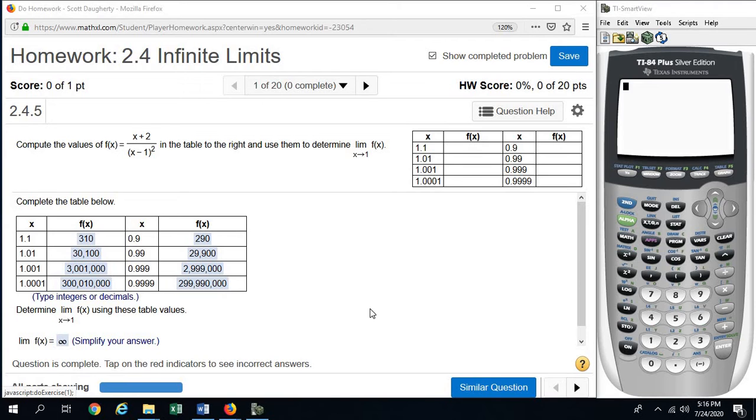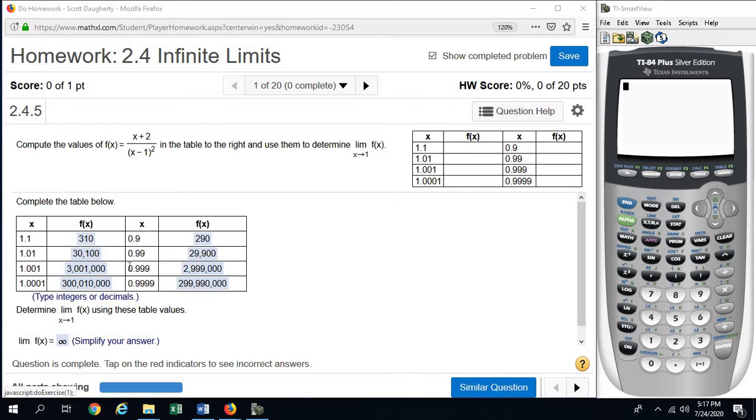Hello again. In this video, I'm going to go over this homework problem from 2.4. In this homework problem, we're supposed to find the output values for these given input values for this particular function here. And then after we fill in the table for the output values, we're supposed to find the limit of this function as x gets closer to 1.